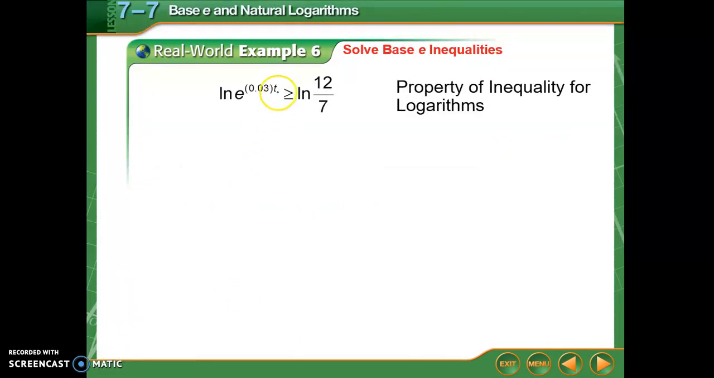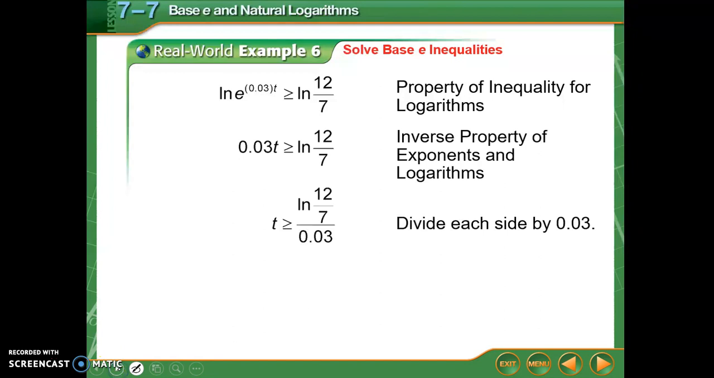And then I have e to the 0.03t. So to get that variable out of the exponent, I take the natural log of both sides, and then divide, and I get 17.975.